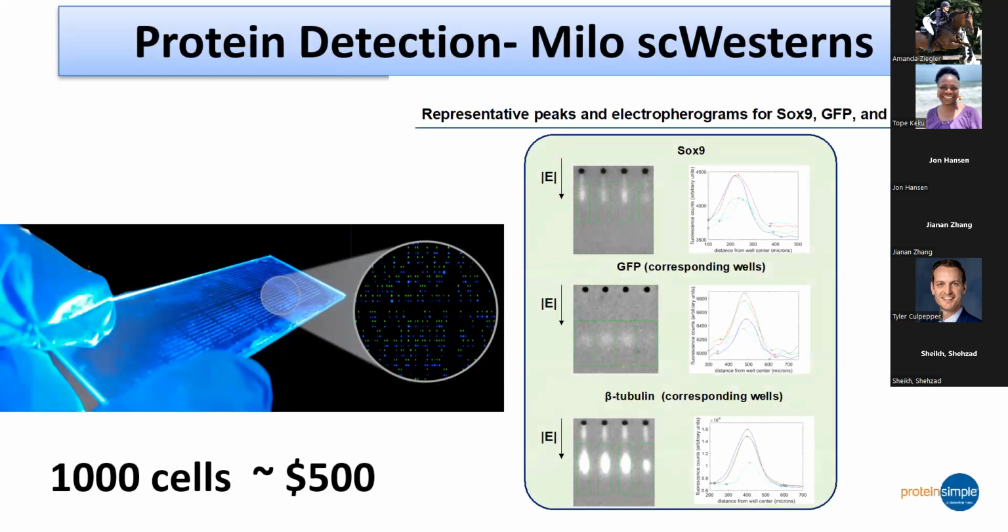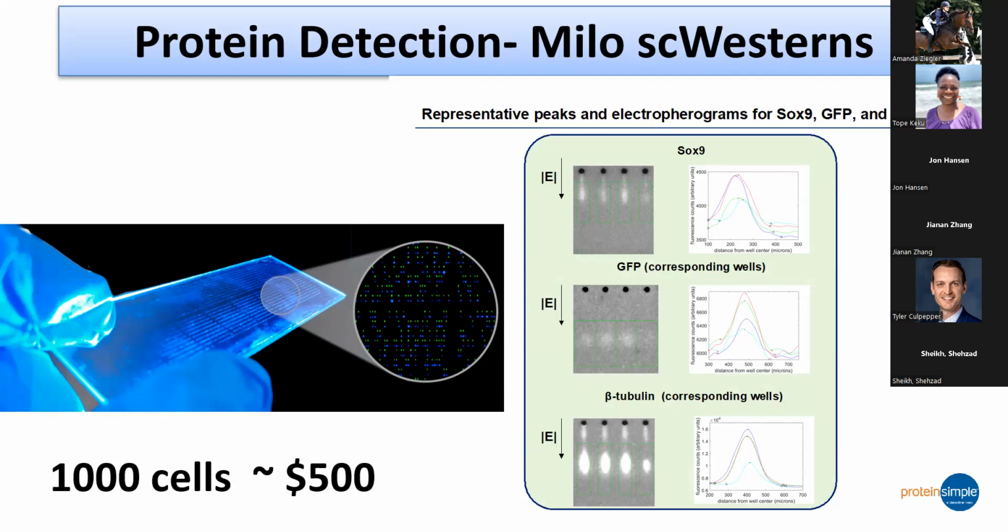One of them I do want to spend a little more time on because it's something people aren't familiar with: single cell Western blots. The company Protein Simple developed this instrumentation. It's called the Milo. I don't know why it's called that. It's not an acronym. It's somebody's name, I think. But it's called the Milo single cell Western blot system.